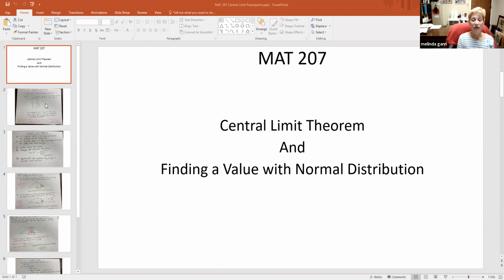When the data is normally distributed and it wants a probability, remember you drew the picture and shaded the area you were looking for, and then you went to the calculator and it did all the work. Well, let me show you about central limit theorem.